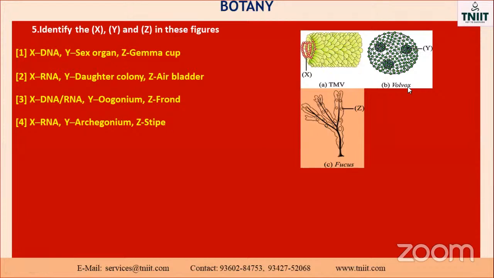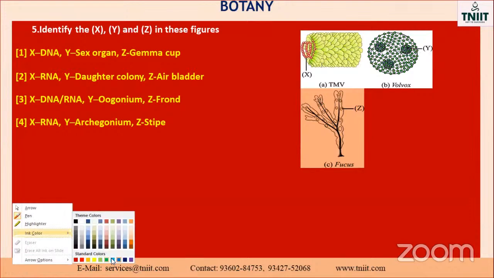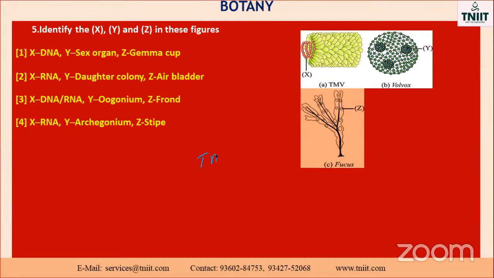Next one is, here you saw it, this one. Okay. First one you can say it, TMV, tobacco mosaic virus. Second one is a colony form organism, Volvox. Last one is Ficus. Just to see the structure, you can answer it. X, DNA. This one is called a plant virus. So what is this? Plant virus is there. This one is TMV. So tobacco mosaic, isn't it?